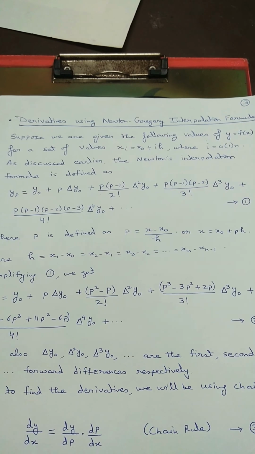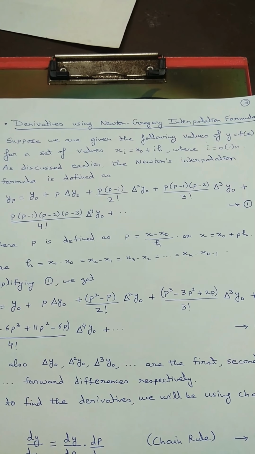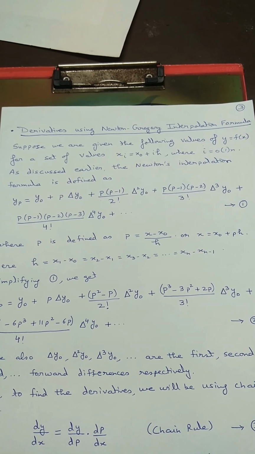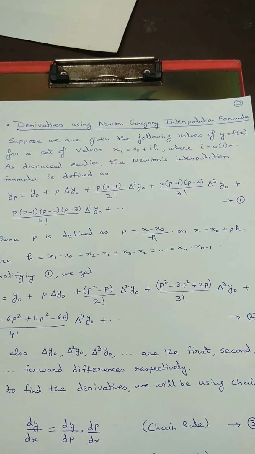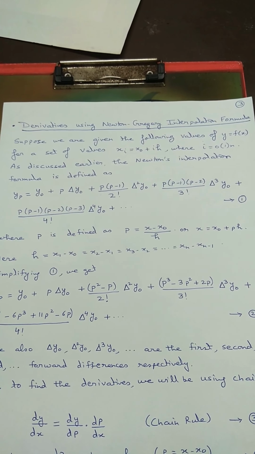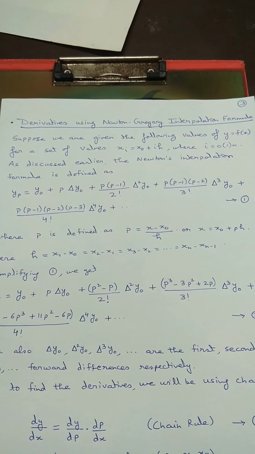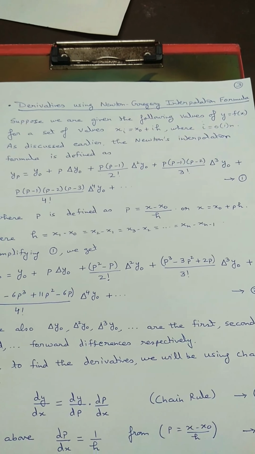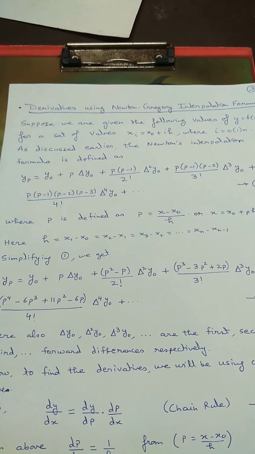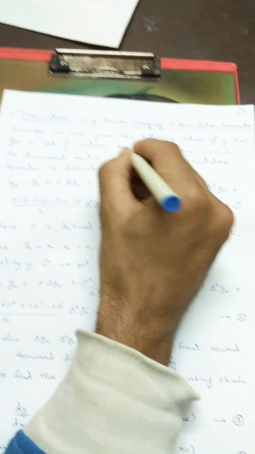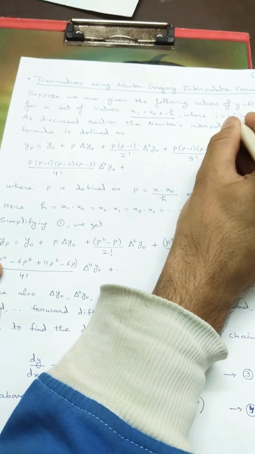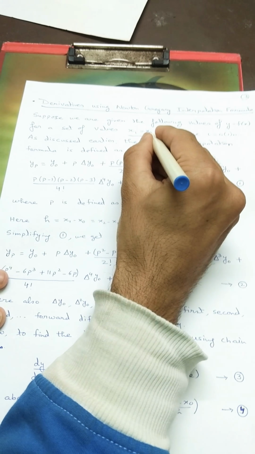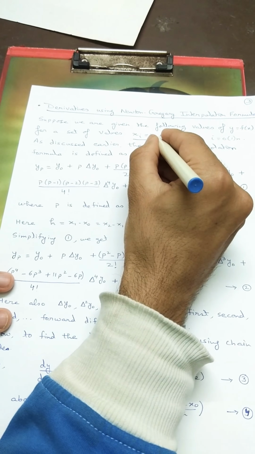Suppose we are given the following values of y equal to f of x, a function, for a set of values xi equal to x naught plus ih. As we know, Newton interpolation formula is valid for equally spaced intervals. That is why xi is equal to x0 plus ih, where i varies from 0 to n and h is the step size, where x naught is the first value of the interval.